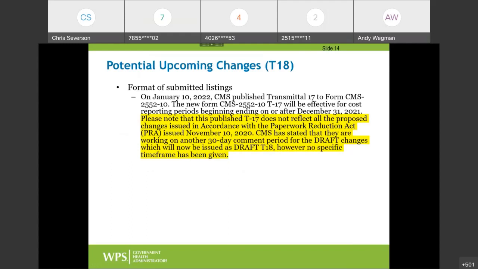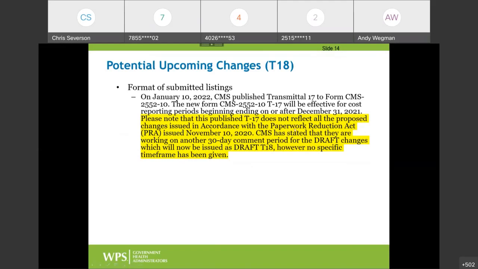And let's see. So here's what I was mentioning earlier. Transmittal 18 of the cost reporting instructions, the hospital cost reporting instructions. This is not out yet. They're working on a draft, but they did publish Transmittal 17 most recently, January 10th, and this is going to be effective for cost reporting periods beginning, actually, it should be ending on or after 12/31/21.